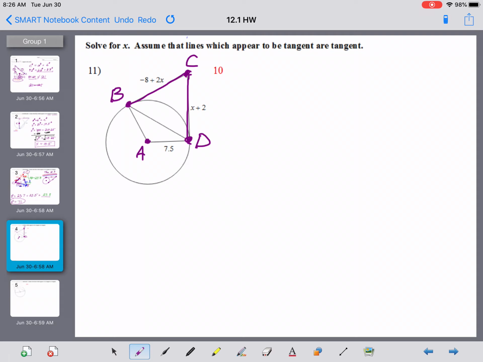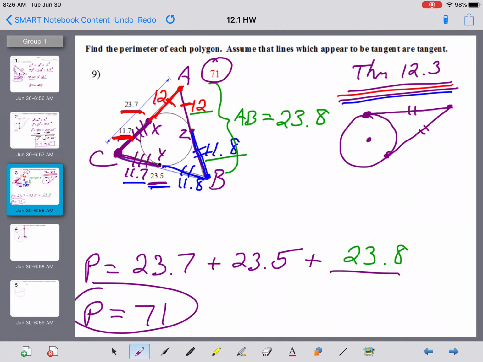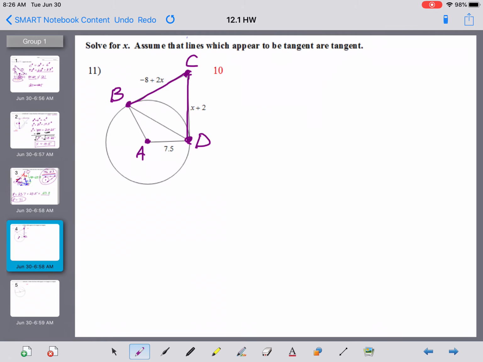Well, the idea at work here in number 11 is, just like it was in number 9 that we just did, the ice cream cone theorem, theorem 12.3, saying that two tangent segments drawn to the same circle from the same exterior point have to be congruent. That tells us that line segment CB and line segment CD have to be congruent to each other. They have to have the same length. So our equation then is going to be negative 8 plus 2x, that's the measure of CB, has to be equal to the measure of CD, which is x plus 2.